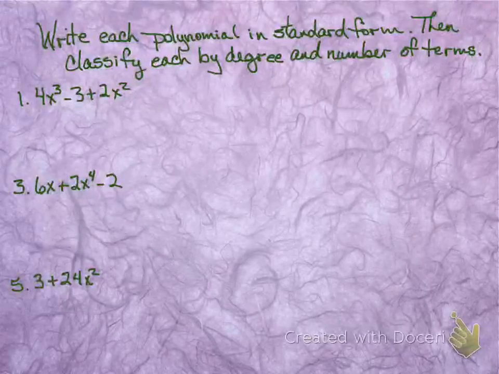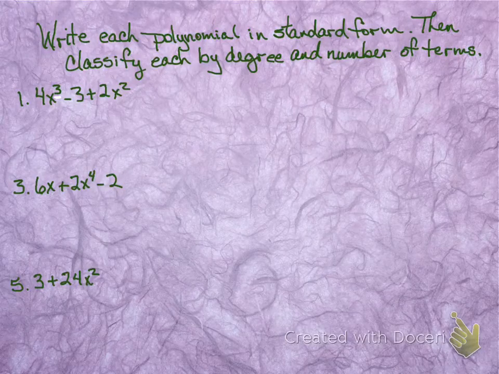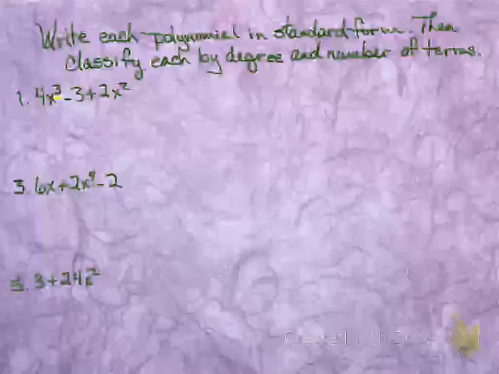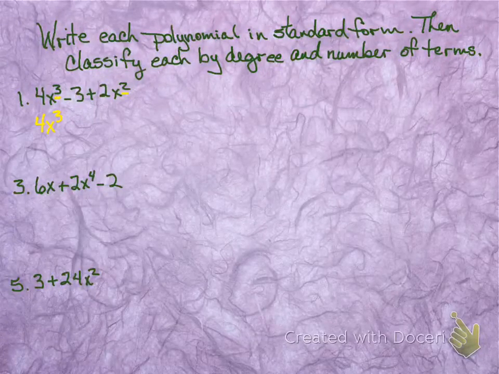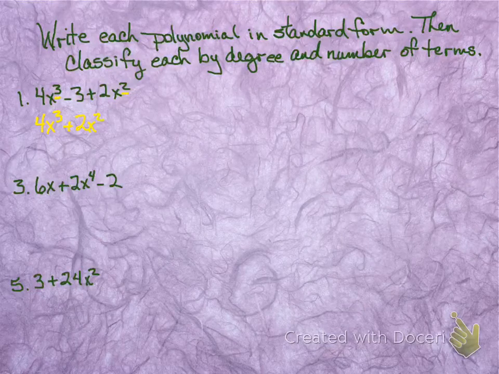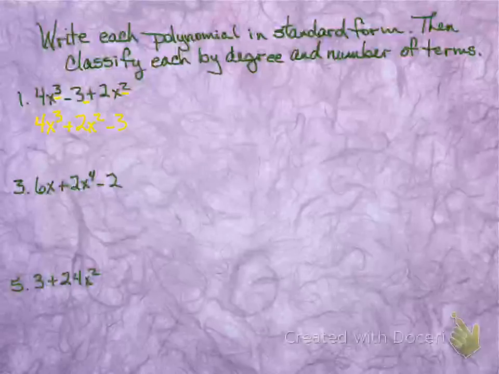All right, my highest term is the 3. So let's change to a different color. Let's try this yellow. Okay, so we're looking at the 3, so we have 4x to the third power. Then we go to the 2, so that's plus 2x squared. And then we have no x, so that is minus 3. So now we have it in standard form.